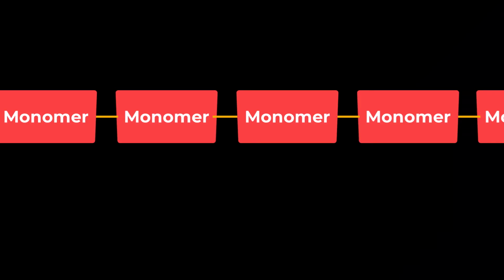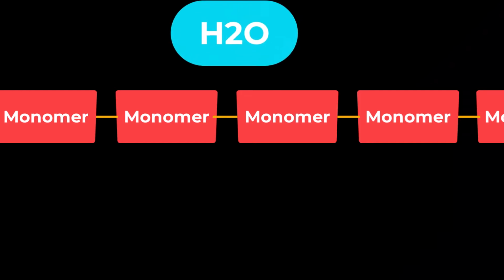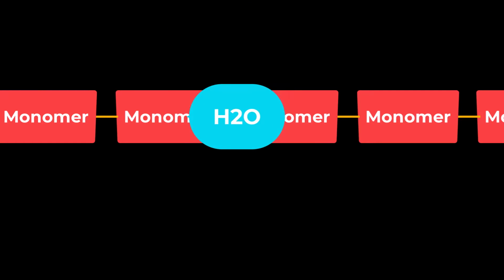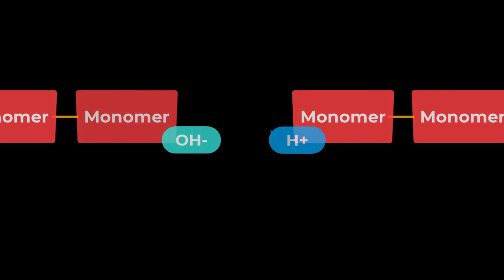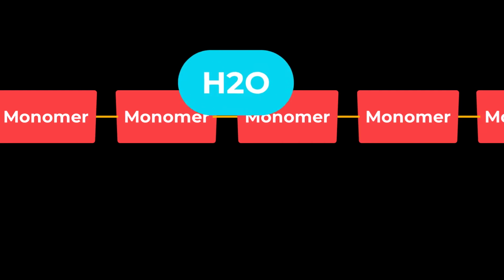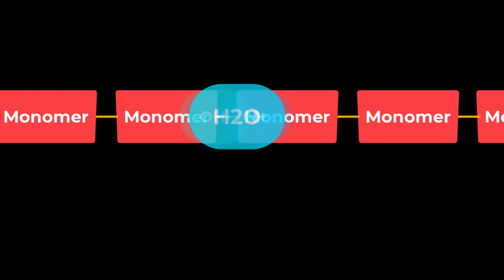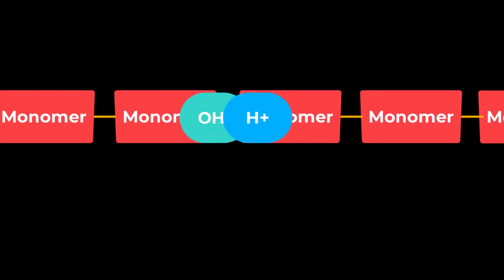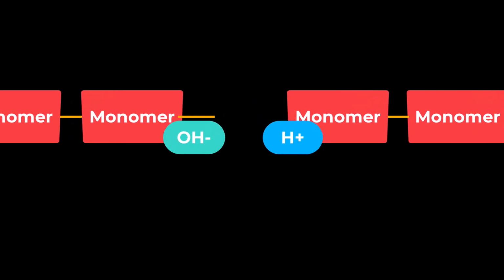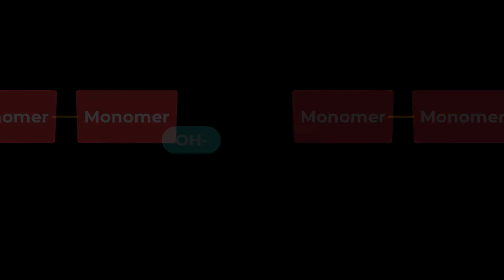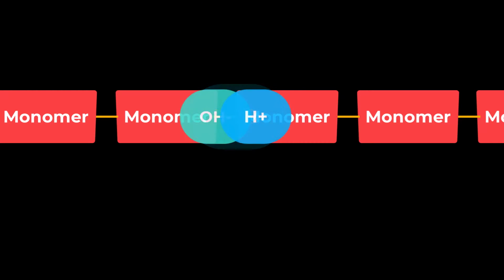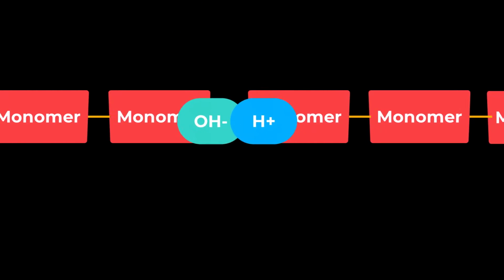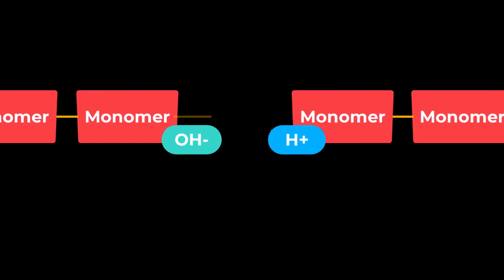The breakdown of polymers occurs by a process called hydrolysis. The word hydrolysis literally translates to cut and water. The bonds between monomers are broken by adding water to them. This process is essentially the reverse of the dehydration reaction. Hydrolysis reverses the process by adding a water molecule, which breaks the bond between the 2 monomers, creating 2 smaller molecules from the larger one.